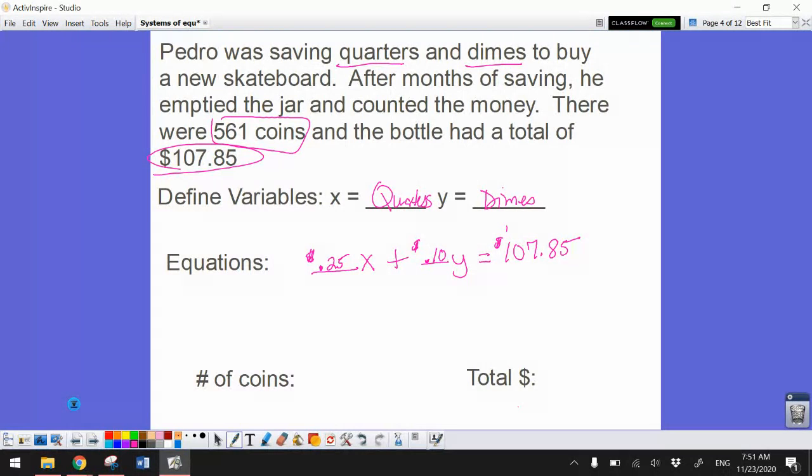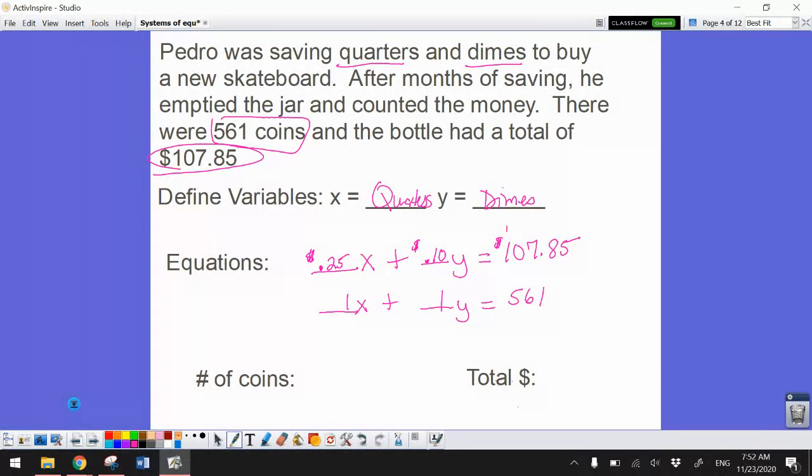Okay, what would the second equation be? So something X plus something Y equals 561. Well, do I know how many quarters I have? Do I know how many dimes I have? No, they didn't give me any other numbers. So if they gave me no other numbers and no other information, then these are just 1x plus 1y equals 561, because I don't know how many dimes or quarters I have. Okay, I just don't know.